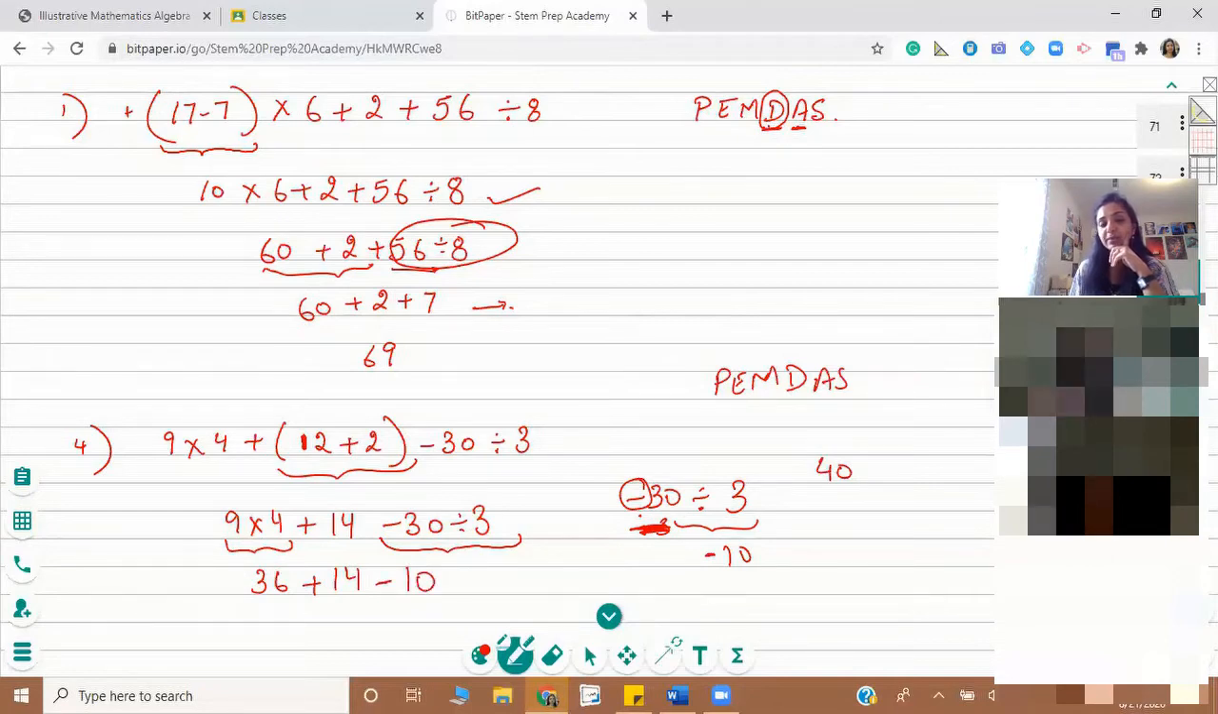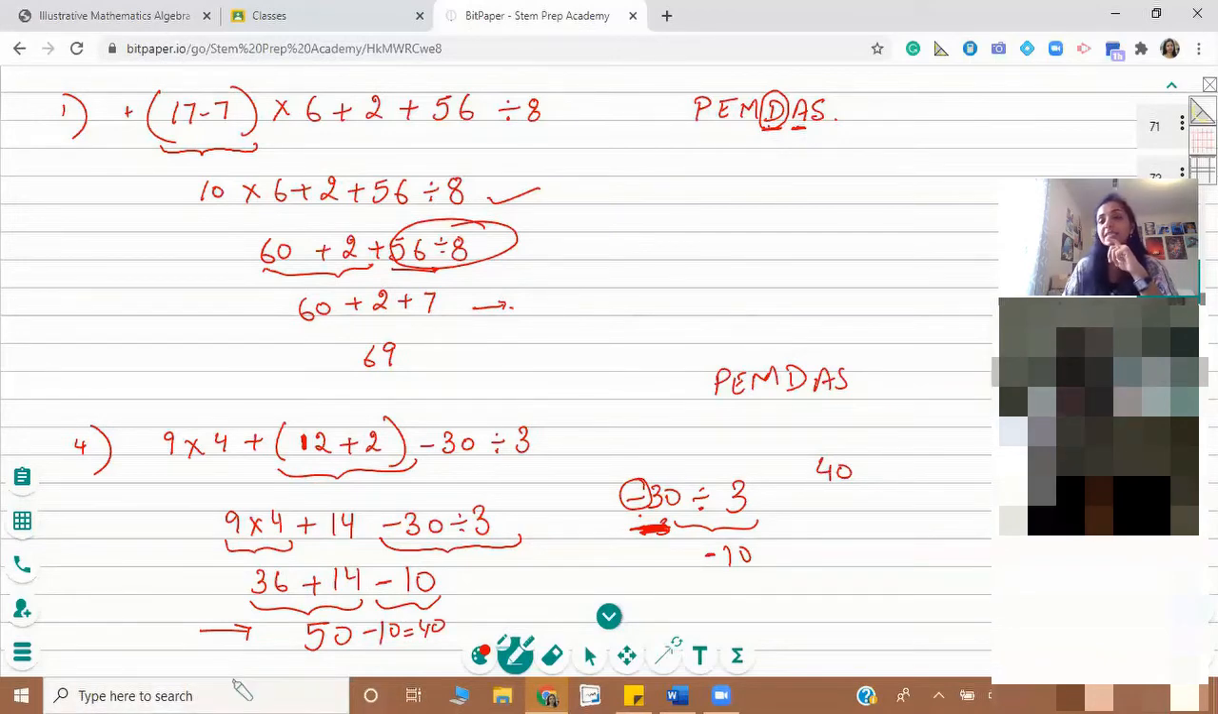Adhav, do you know you made the mistake at this place only? You wrote plus 10. So now we are going to move left to right. What comes first? Addition comes first, right? So what do we get? We get 50 minus 10, which is equal to 40.